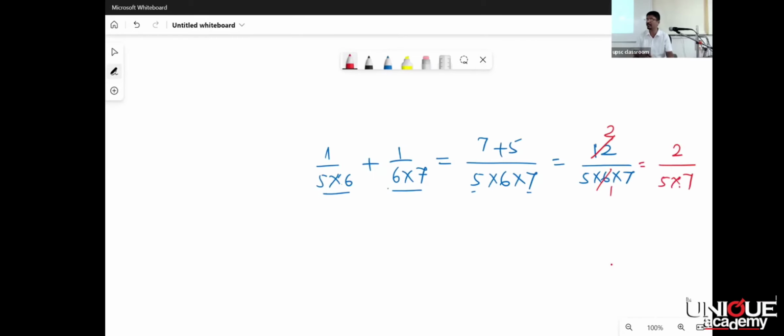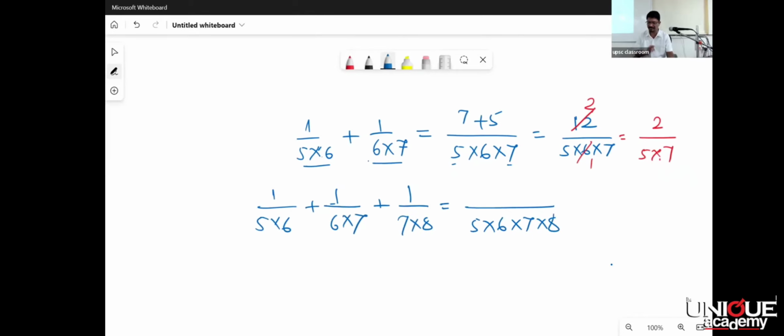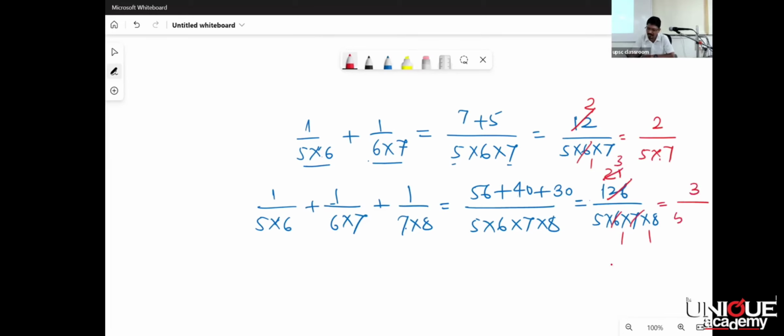Now the second thing I would like to give you. Here 1 upon 5 into 6 plus 1 upon 6 into 7, and now suppose we add the third term also, 1 upon 7 into 8. We have the denominator 5 into 6 into 7 into 8. Already 5 into 6 is in the first denominator, so we multiply by 7 into 8 in the first. In the second, 6 into 7 is already there, so 5 into 8, that is 5 eights are 40. Plus in the third, 7 into 8 is already there, so we have 5 into 6, 5 sixes are 30. So we have 40 plus 30, 70, plus 56, that is 126 upon 5 into 6 into 7 into 8. Now here 6 ones are 6, 6 twos are 12, and 6 twenty-ones are 126. 7 ones are 7, 7 threes are 21. So we have 3 upon the remaining denominator, 5 into 8. Are you getting me? Is it clear?